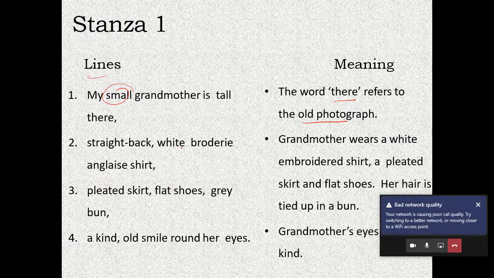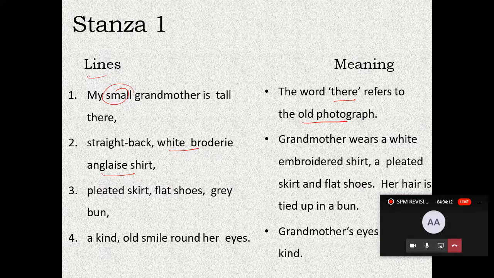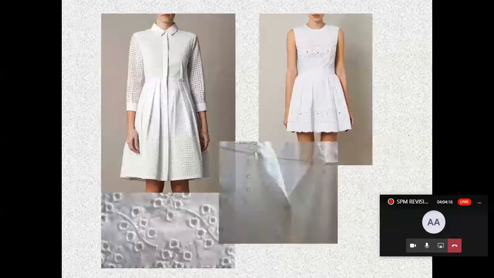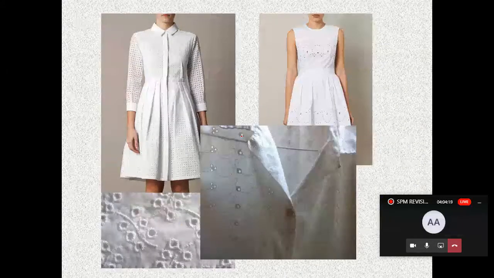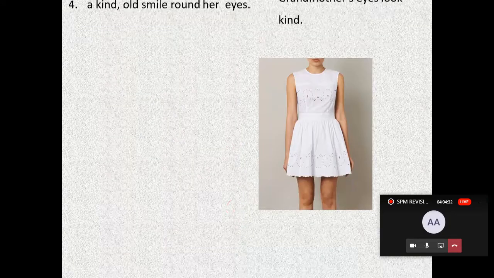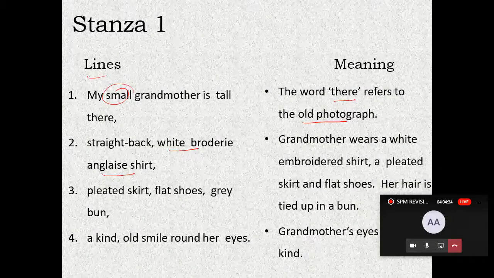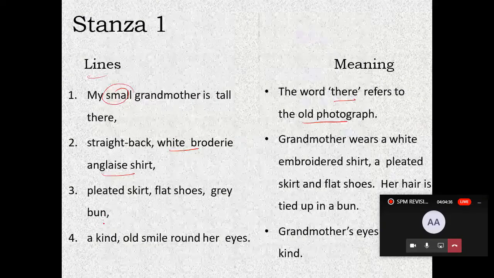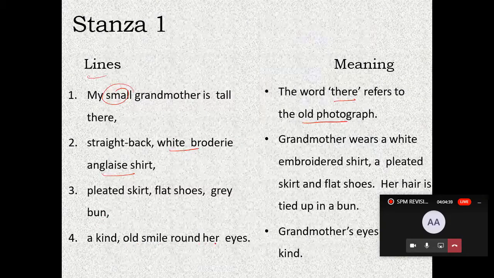"Straight back, white broderie anglaise shirt." Y'all might be wondering what it is. So these are basically from those days. This is the pattern that they use. It's a British style of wearing blouses. I think you see A-line shirts here too. "Pleated skirt, flat shoes, grey bun, a kind old smile round her eyes."